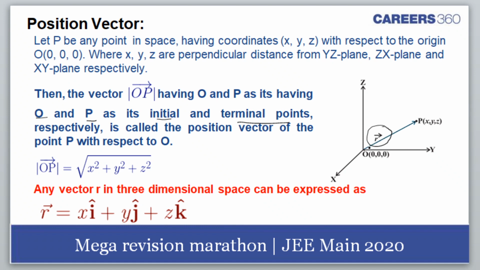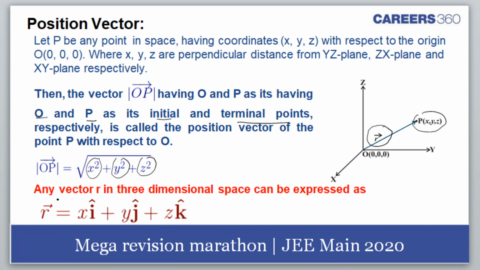Now what is the magnitude of the vector OP? If OP is the position vector of point P, then the magnitude of OP is given by under root x square plus y square plus z square. This is very simple, because most of you know this.